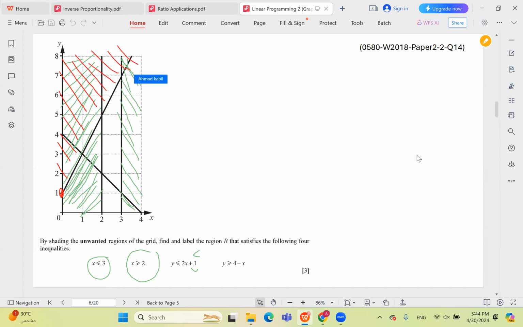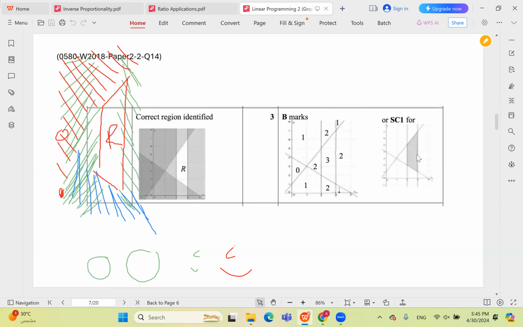And finally, y is greater than 4 minus x. So this is the line that cuts at 4, because the c here is at 4. So therefore, we want to be greater than this line, so we don't want to be below it. So let's shade below this line. The unwanted region is below this line here. So the region that has not been shaded in this question is this region here. This is region R, and this has not been shaded. So this is the correct region identified.